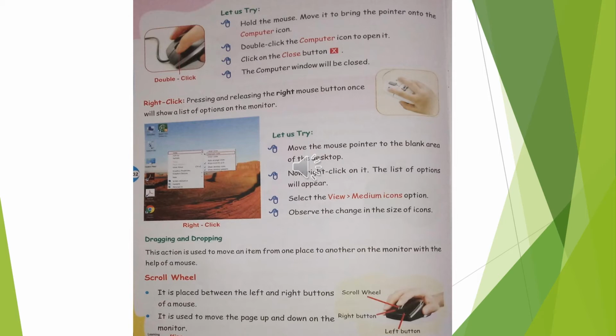Clear? Next, scroll wheel. It is placed between the left and right button of the mouse, in the middle. It is used to move the page up and down on the monitor. Clear? Come to the next page.